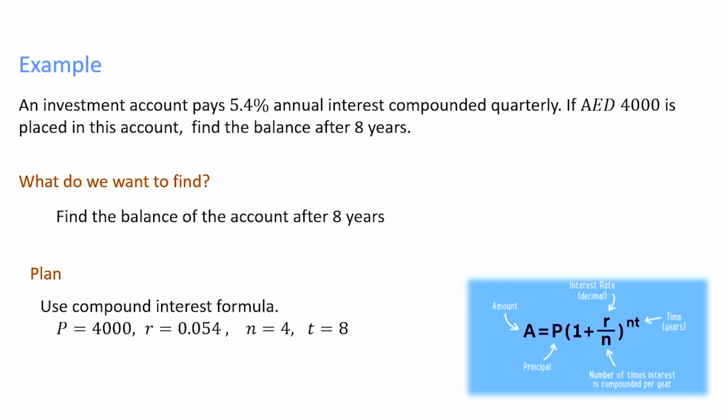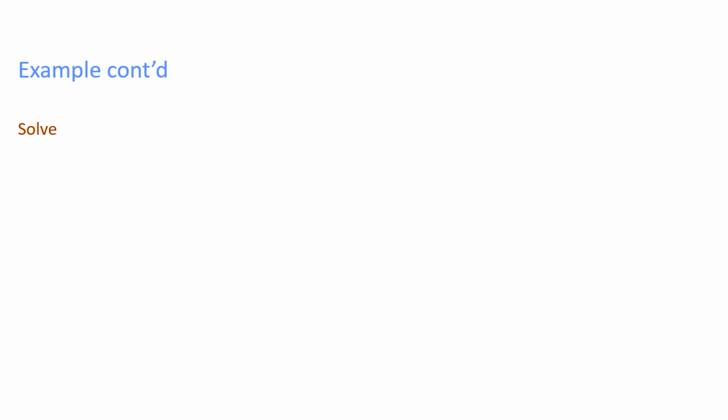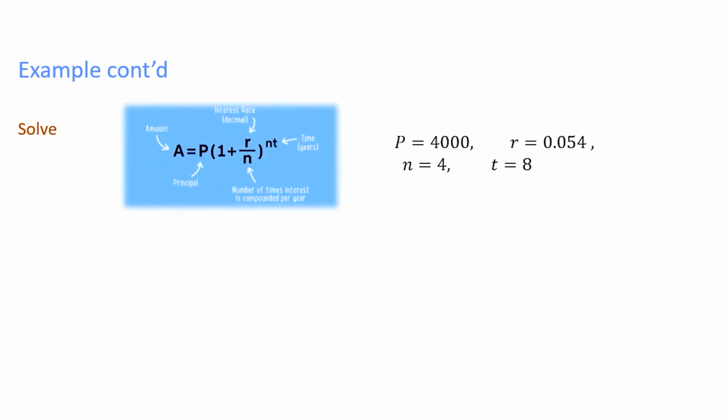So we already have everything that we need. P equals 4,000, R equals 0.054, N equals 4, and T equals 8. So we don't have anything else to do but substitute into this formula. So we have our formula and our values. We simply need to substitute in. Here we go. And we need to type into the calculator.